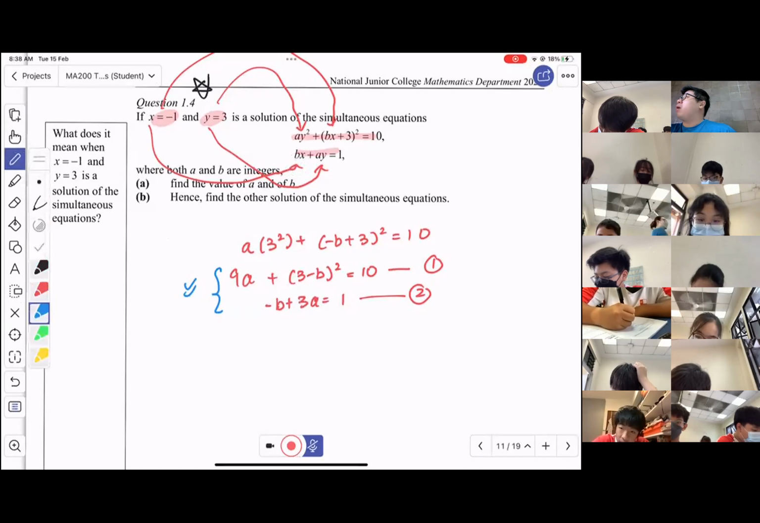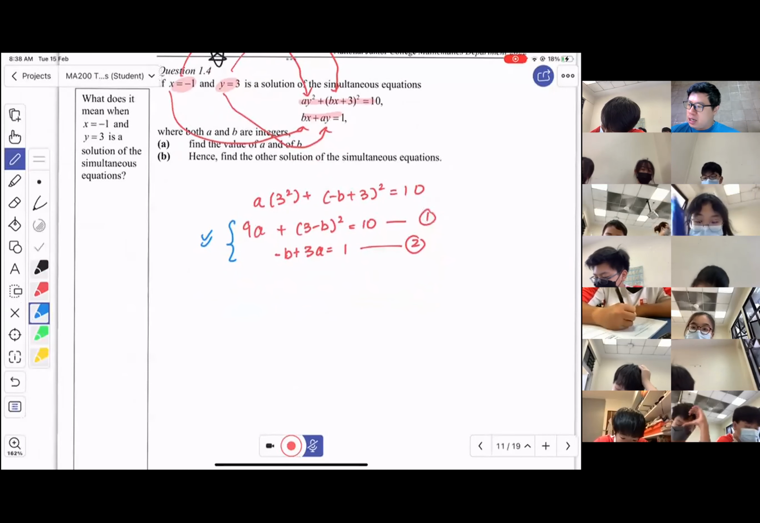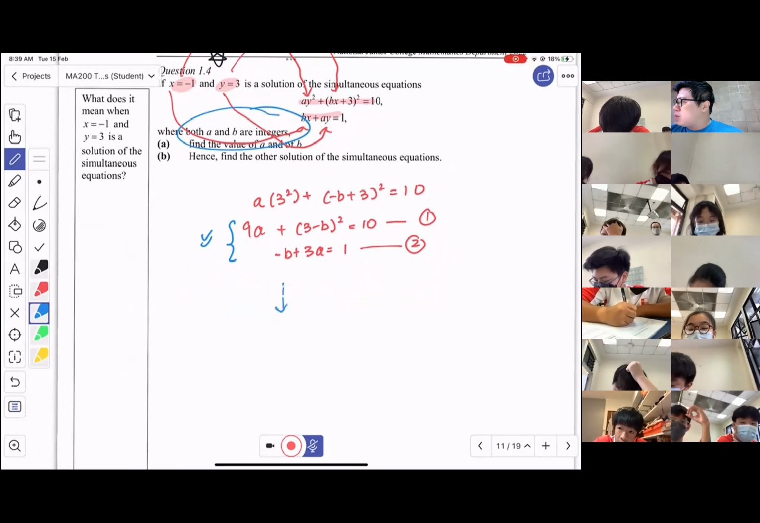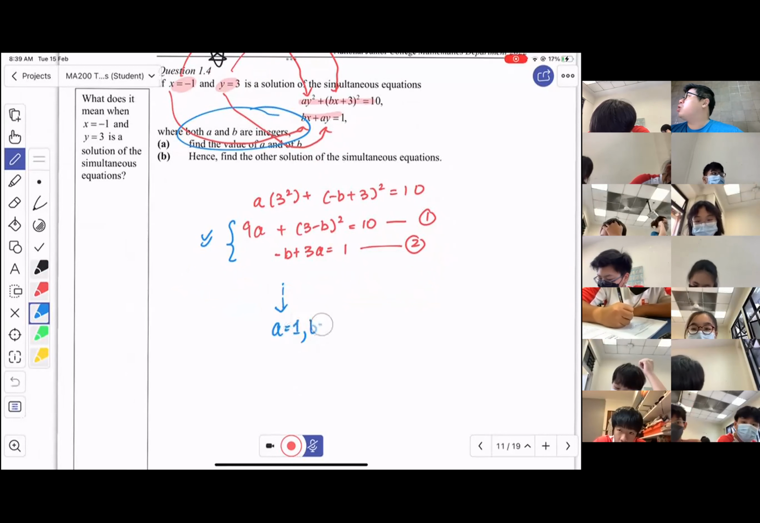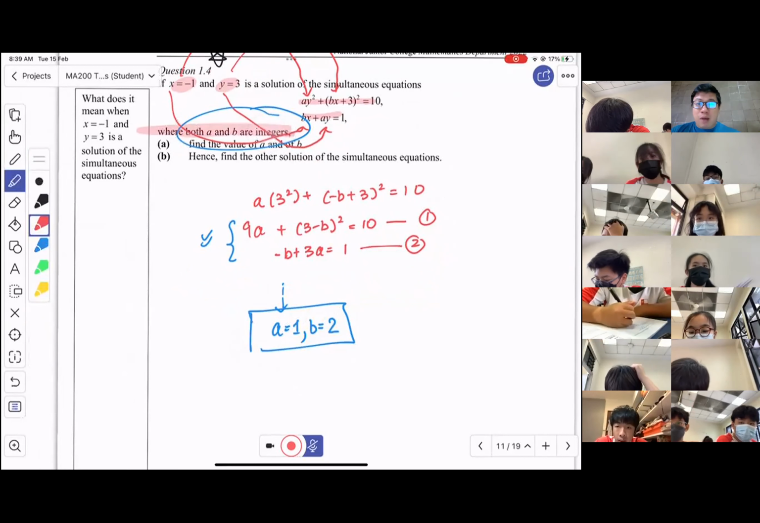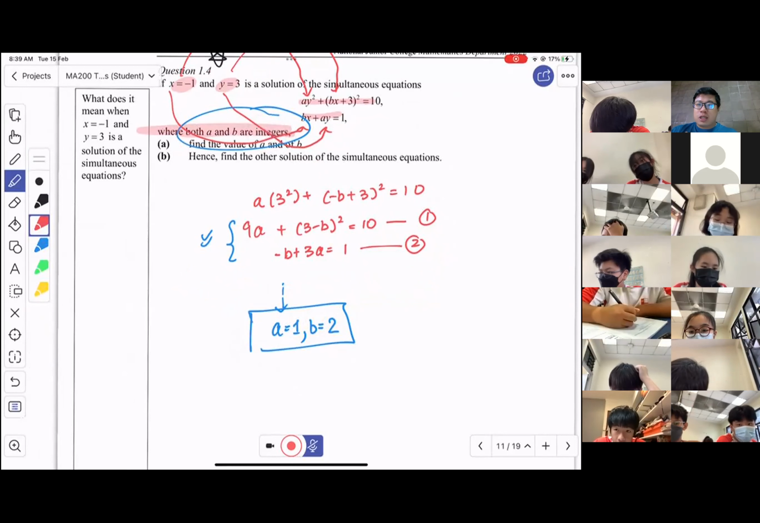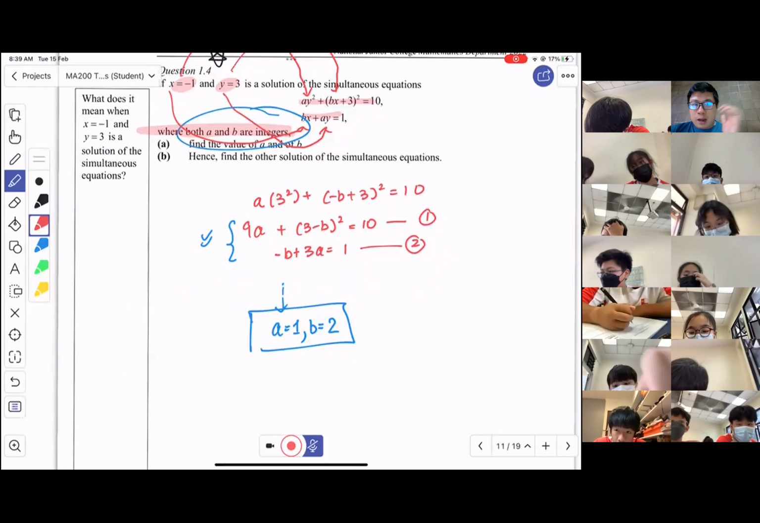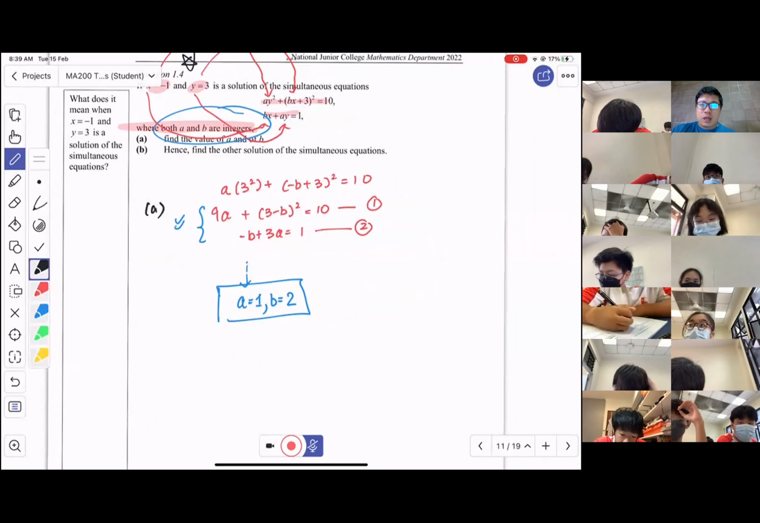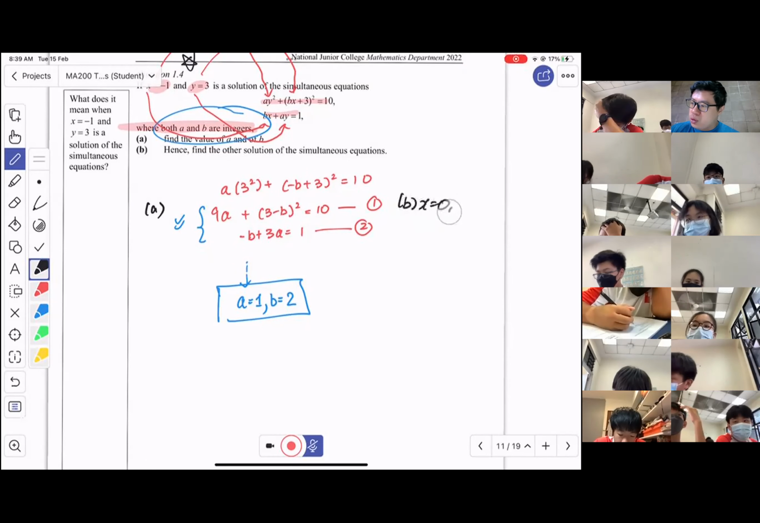So if all goes well, you remember that you need integers, so the answers are a equals 1 and b equals 2. This is the only answer that we will take. The reason is because integer means it must be a whole number, can be positive or negative. Then in part B, we need to find the other solution, which you substitute back in, and you should get x equals 0, y equals 1.